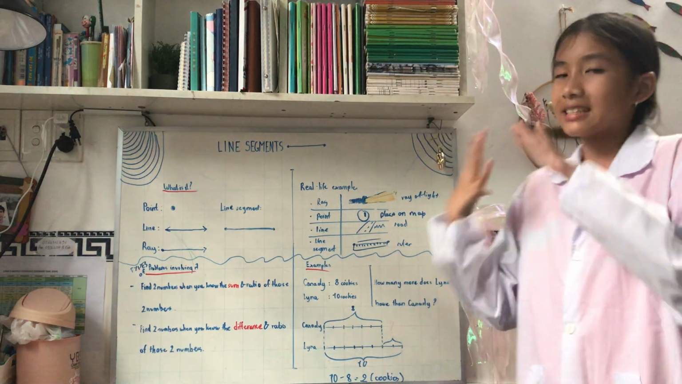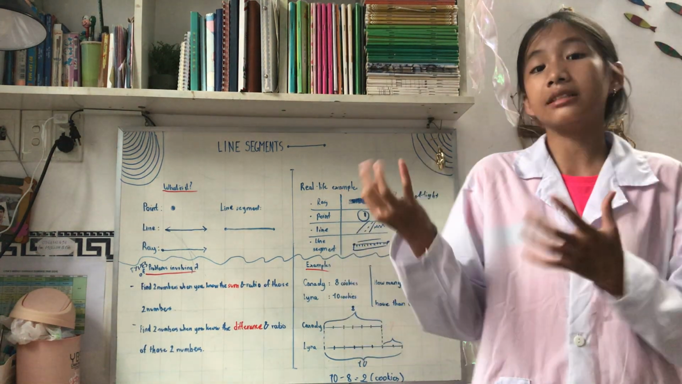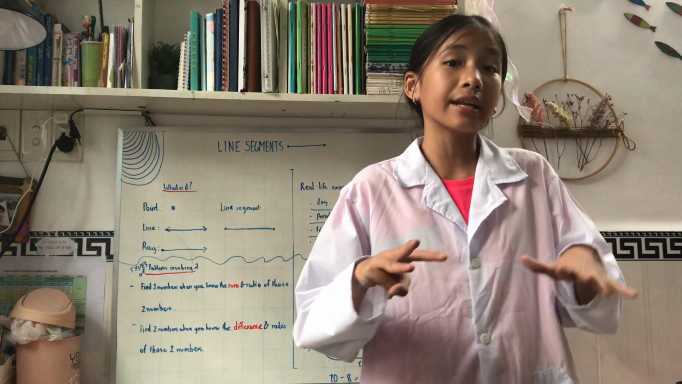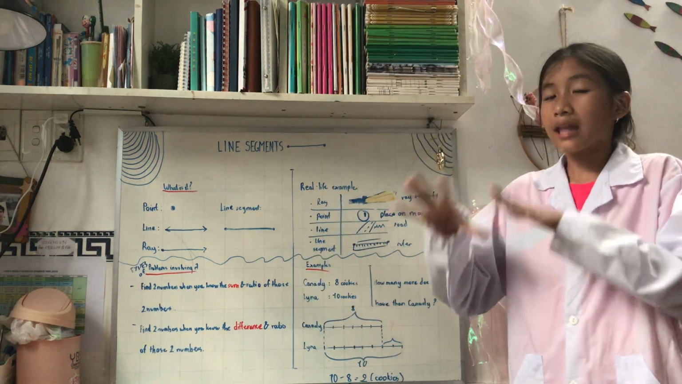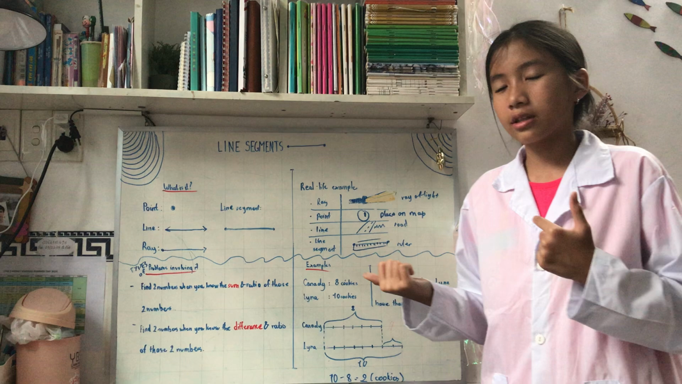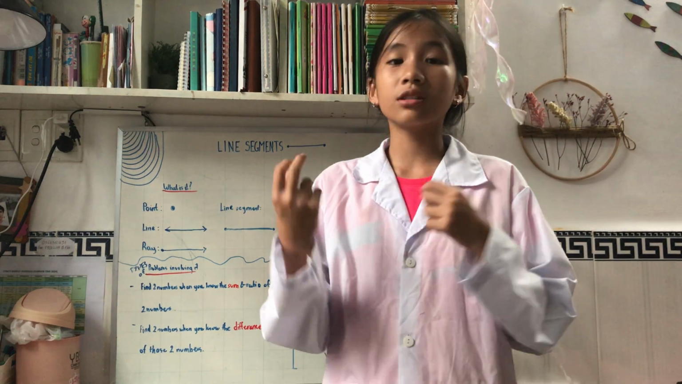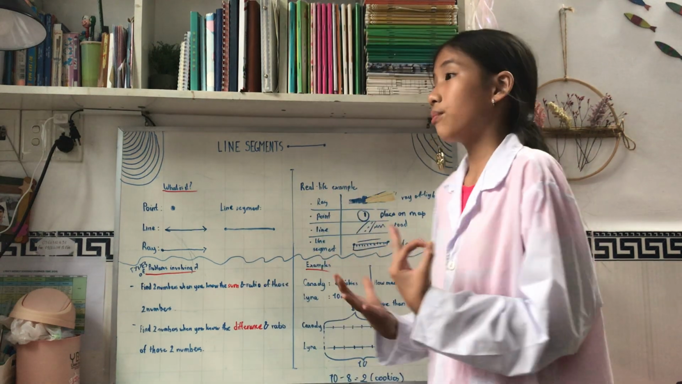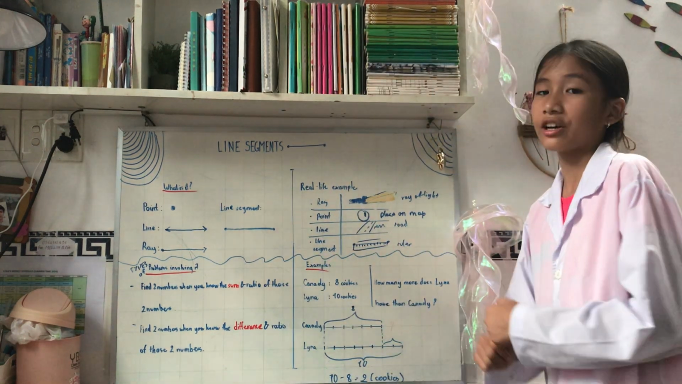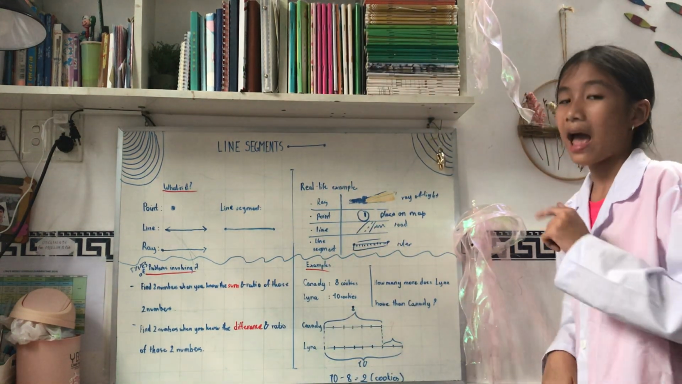Well, if we take 10 and then subtract 8, we will get 2 cookies. Now let's check for reasonableness. If we take 8 and add 2 to it, it will be 10. So 2 cookies is a reasonable answer.